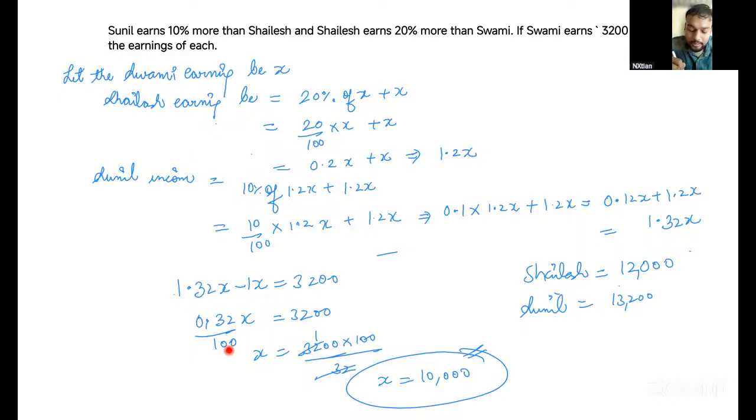So 1.32x minus 1x will become 0.32x. I will remove the decimal point. 100 will go in the denominator. This 100 will go to the left hand side, and on the right hand side it becomes multiply. Okay, and then 32 and 32 will cut. So I got x as 10,000. It means that Swami's income is 10,000. Shailesh's income is 12,000, and Sunil's income is 13,200.